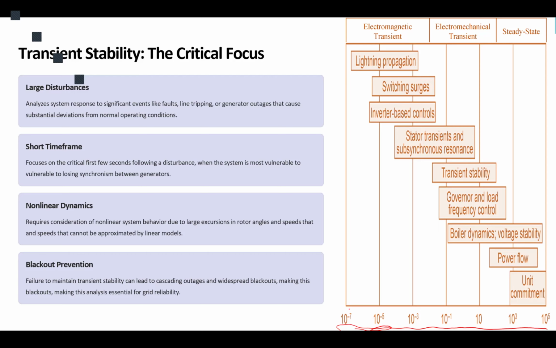The control systems in a rotating machine are much slower than the control in an inverter-based system because it's mechanical in a rotating machine. It takes more time to adjust. So that time scale is what we call a transient.